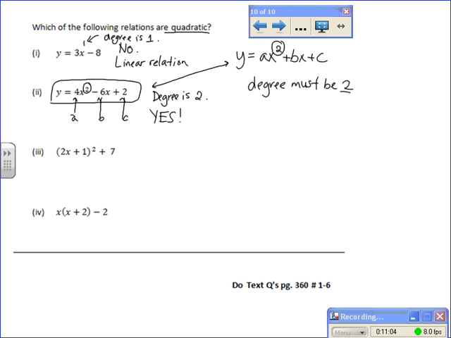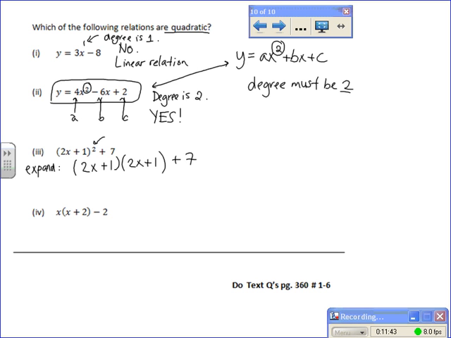The next one, immediately looking at it, I might need to rearrange this a little bit, because right now I have the 2x plus 1 squared. I might guess that it's a quadratic because I do see that squared here. So at some point we probably will end up with a degree of 2. Let's go ahead and expand this and put it in standard form just to confirm. When I have 2x plus 1 in brackets squared, I can expand that by writing 2x plus 1 multiplied by 2x plus 1, and then I'll put on that plus 7 as well.